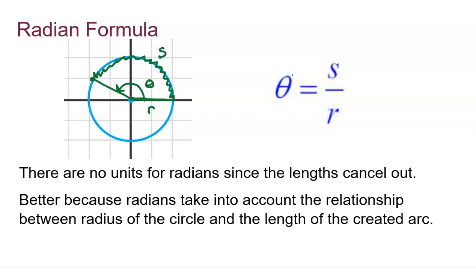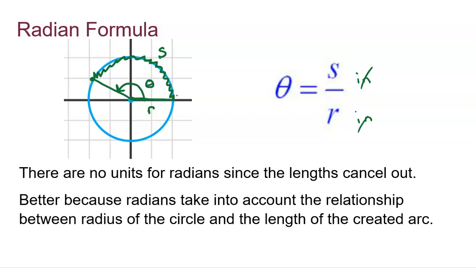Now, the cool thing is there's no units on radians. Think about this for a second. If the arc length is measured in inches and the radius is measured in inches, when you divide them, those inches are going to cancel out. They're gone. You just have a single value that represents the radian. This is even more important because this actually means that radians don't even care what your units are. The units will actually cancel out and go away. They don't even matter to the problem.